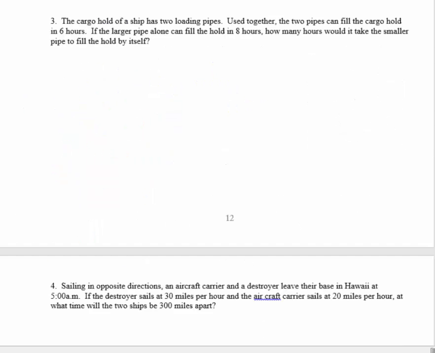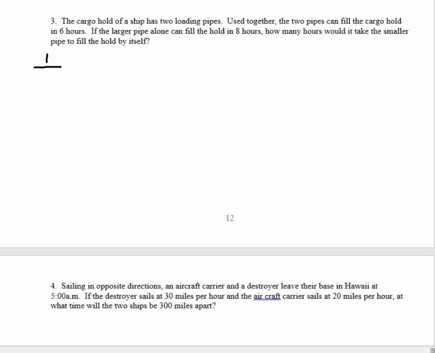Number 3. The cargo hold of a ship has 2 loading pipes. Used together, the two pipes can fill the cargo hold in 6 hours. If the larger pipe alone can fill the hold in 8 hours, how many hours would it take the smaller pipe to fill? So we'll set it up the same way.